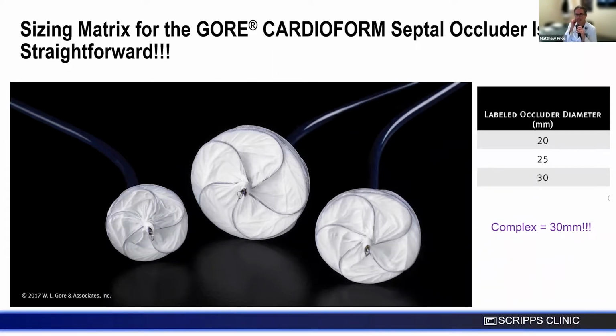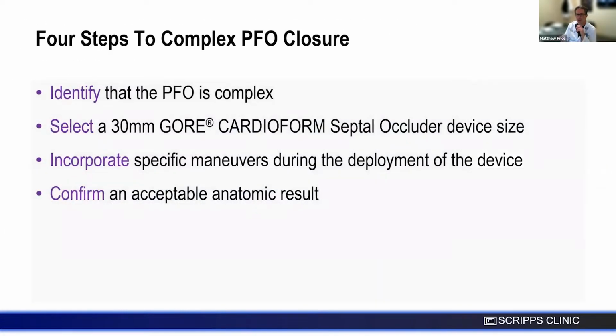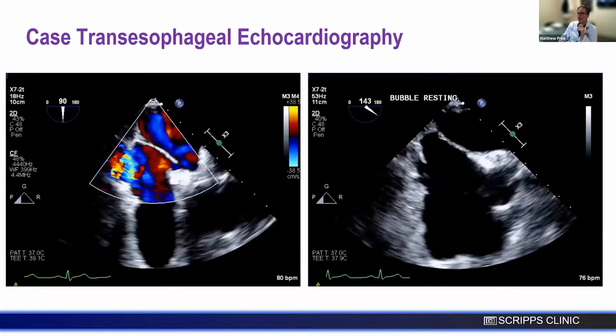One of the easy things about the Cardioform Septal Occluder sizing matrix is that there's really only 3 sizes. 25 is your go-to. If you have any of those characteristics I mentioned, you should just upsize to a 30. That makes your life very easy. And there are really 4 steps. One is to identify that the PFO is indeed complex, to select a 30 millimeter occluder device size, to incorporate specific maneuvers during the deployment of the device in the setting of those characteristics, and finally confirm an acceptable anatomic result. And I do think we'll talk about each of the characteristics, as the Cardioform has some specific characteristics that are nice in those situations.